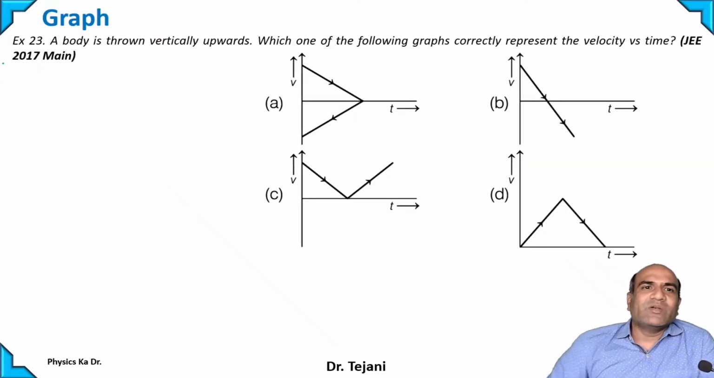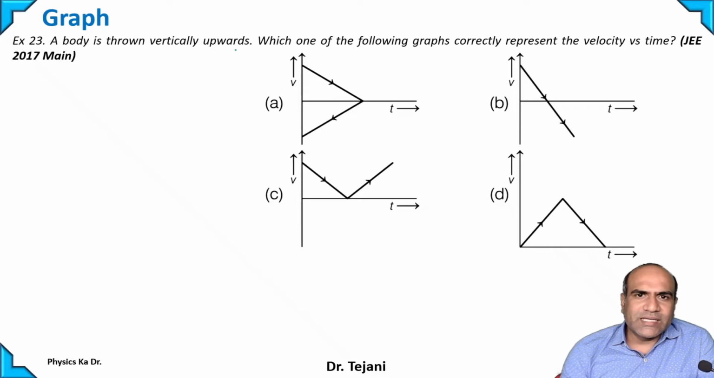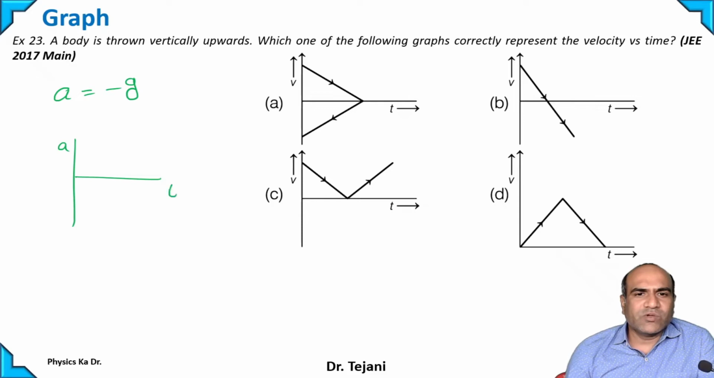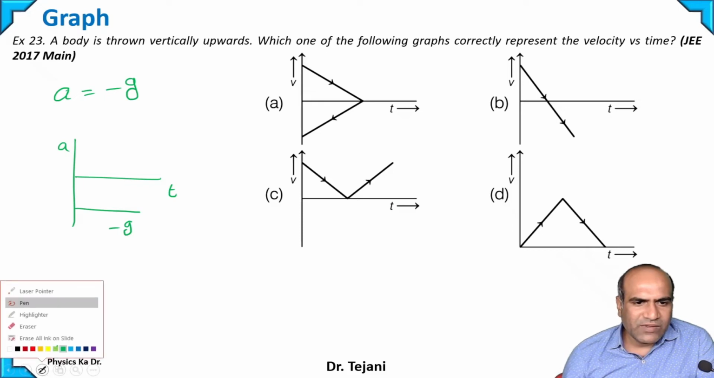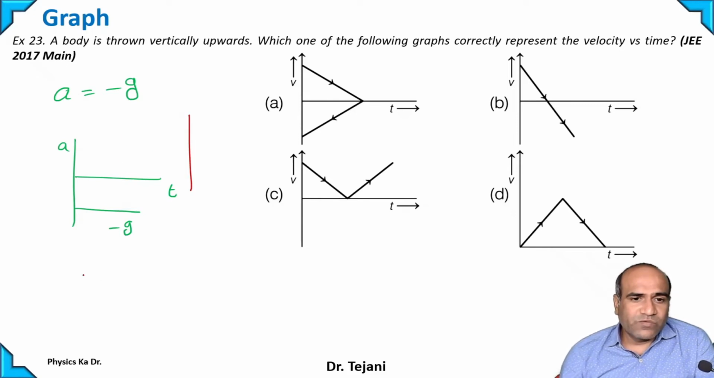Then example number 23, again JEE 2017 Mains. The body is thrown vertically upward. Which of the following graphs correctly represents the velocity versus time? Let's draw the graph. When the body is thrown upward, the acceleration is negative. And when we draw a versus t, we know that the graph gives minus g. The initial velocity is positive, so v is positive and acceleration is negative.